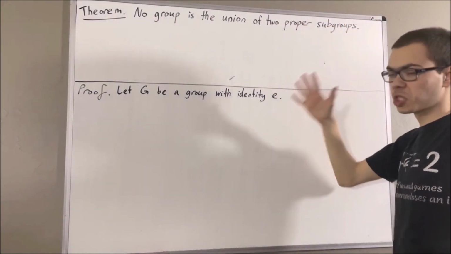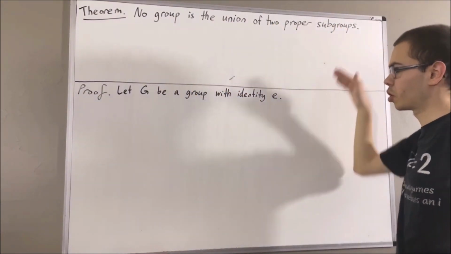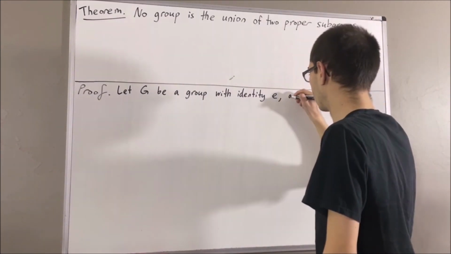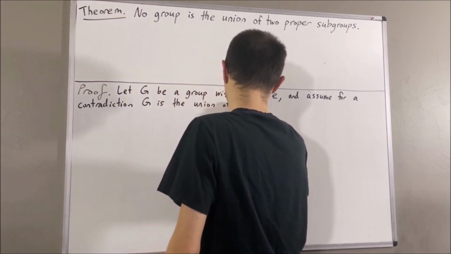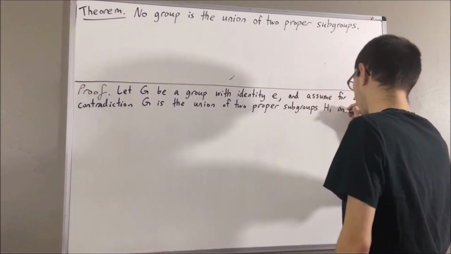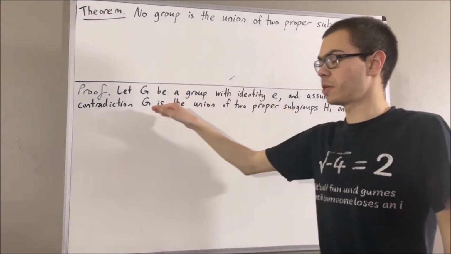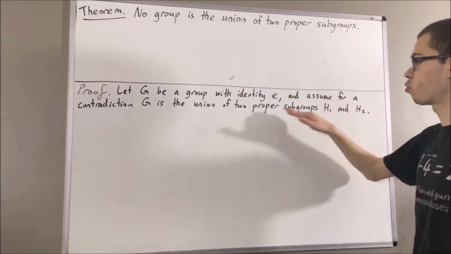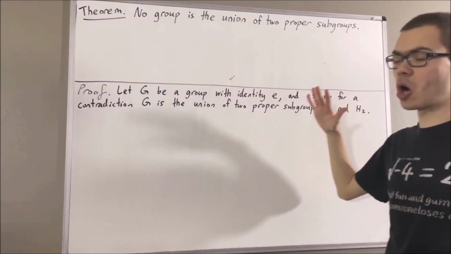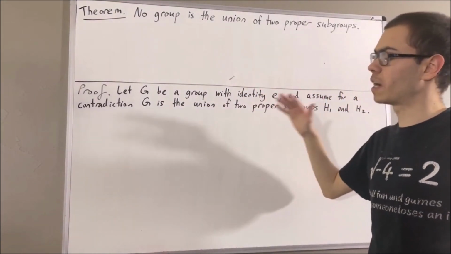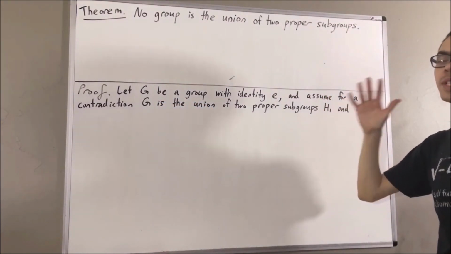And to see why, assume for a contradiction we instead have that G is the union of two proper subgroups. I'll call them H1 and H2. Well then, the union of H1 and H2 is equal to G. And since H1 is a proper subgroup of G, this means that H1 doesn't contain all of G. So we must be able to find some element in G that does not belong to H1. I'll call that element A.